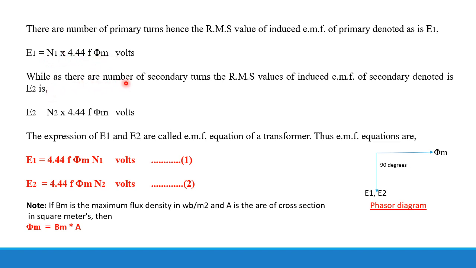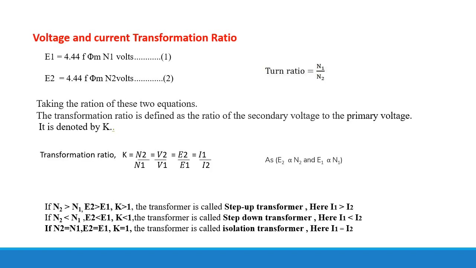While as there are N2 secondary turns, the RMS value of induced EMF on secondary, denoted by E2, is N2 into 4.44 F phi m volts. Therefore, E1 is equal to 4.44 F phi m N1, and E2 is equal to 4.44 F phi m N2 volts. Here phi m is equal to Bm into A. Bm is the flux density, A is the cross section area.